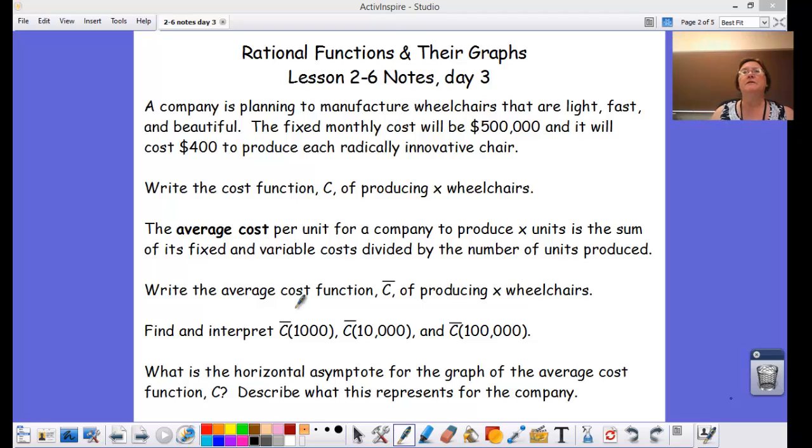Hi, and welcome to our third lesson on rational functions. Today we're going to be focusing in on application problems. So I just have several types of problems to work through with you. The first one you can read here.